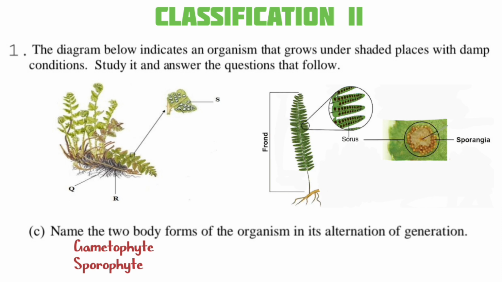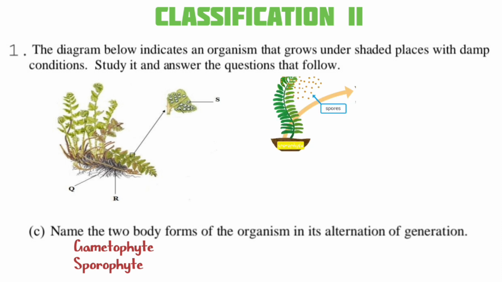Now, when the spores mature and the conditions are dry enough, the sporangia burst open and forcefully release the spores into the air. Now, these spores are small. They are also light, so they are easily dispersed by wind. And if they land on a suitable, moist surface, like maybe damp soil, they can germinate to form a small heart-shaped structure called the prothallus. This will now be our gametophyte.